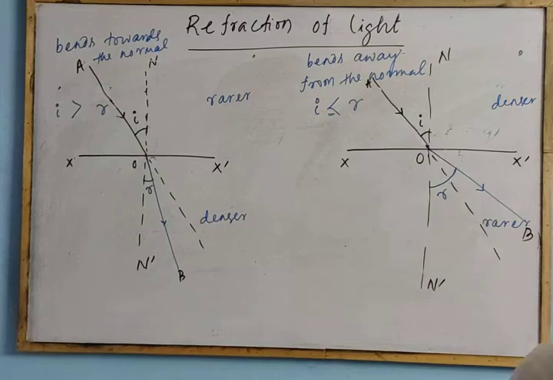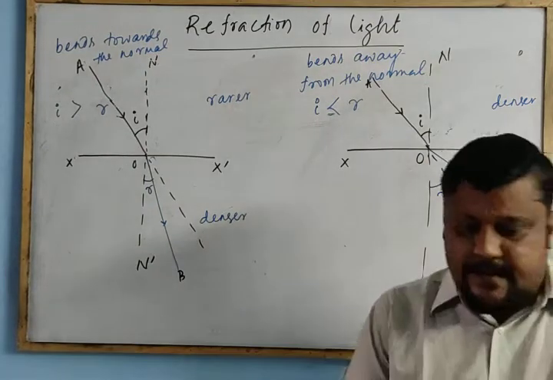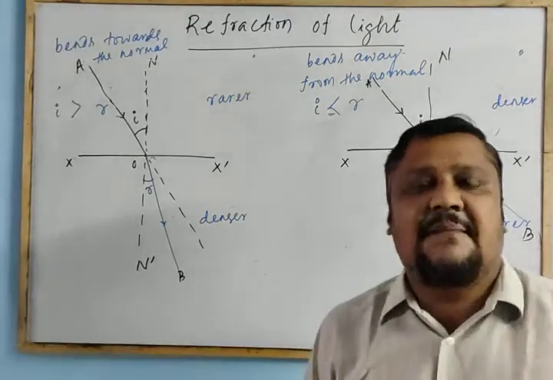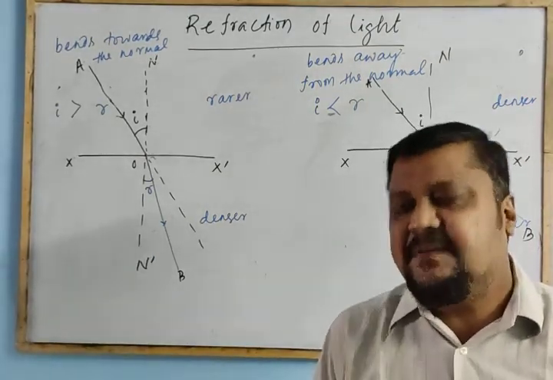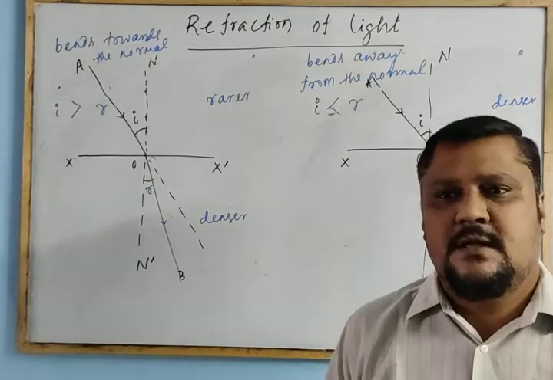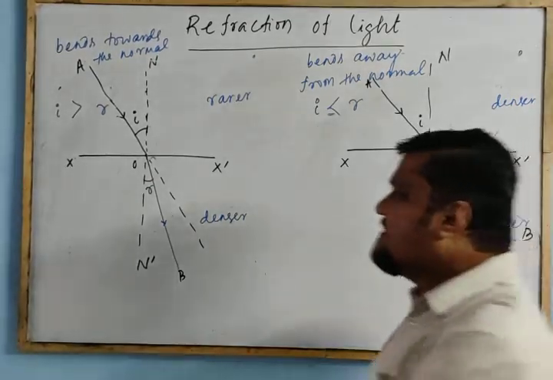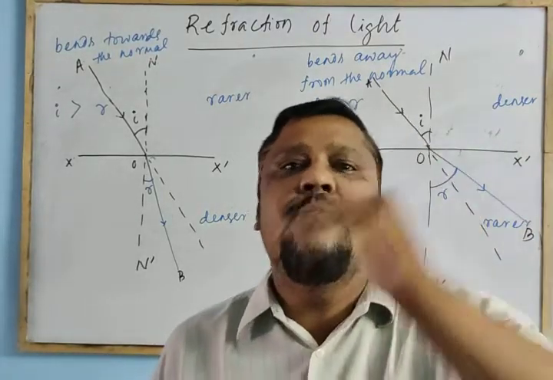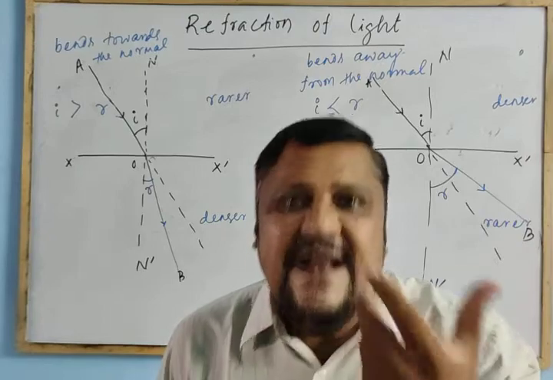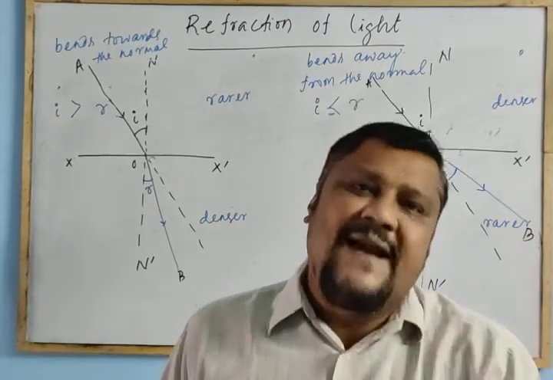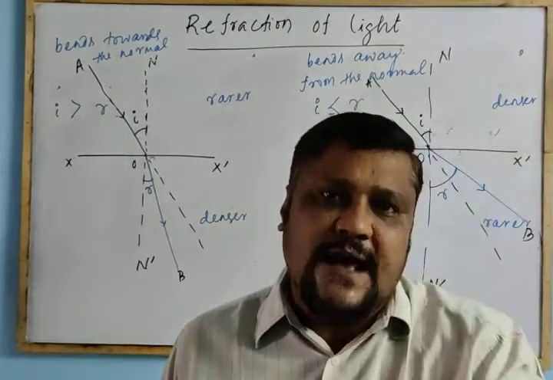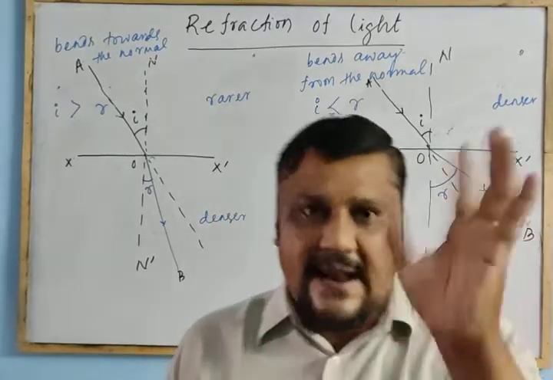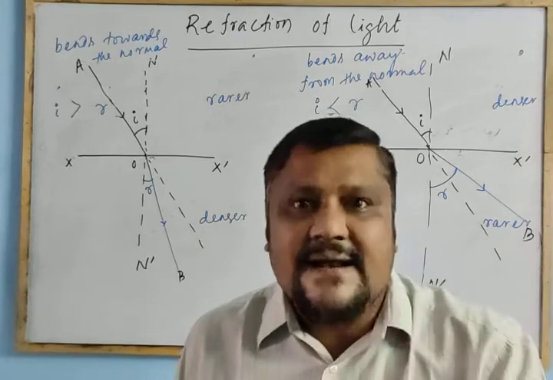Now the question is, why does this refraction occur? Why does the direction of the path of the light change? When the ray travels, why does it change its path? As you know, when a ray is traveling from one medium to another medium, its speed changes. And as we know, the speed of light is greater in rarer and less in denser.